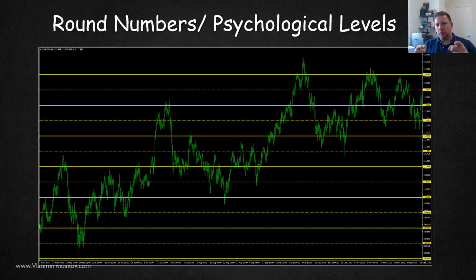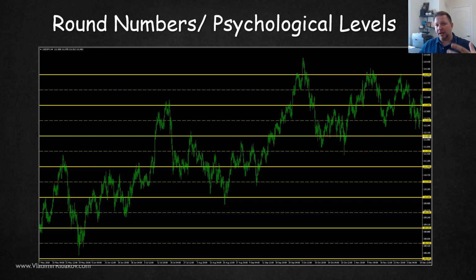And a very important thing: round numbers, psychological levels. That could be pure round numbers like 114, 113, 112. These levels represent the higher time frames. And the middle numbers like 112.50, 113.50, every .50, would be the inner levels. They would be more adjustable for short-term trading, and that's where you would see more reaction.